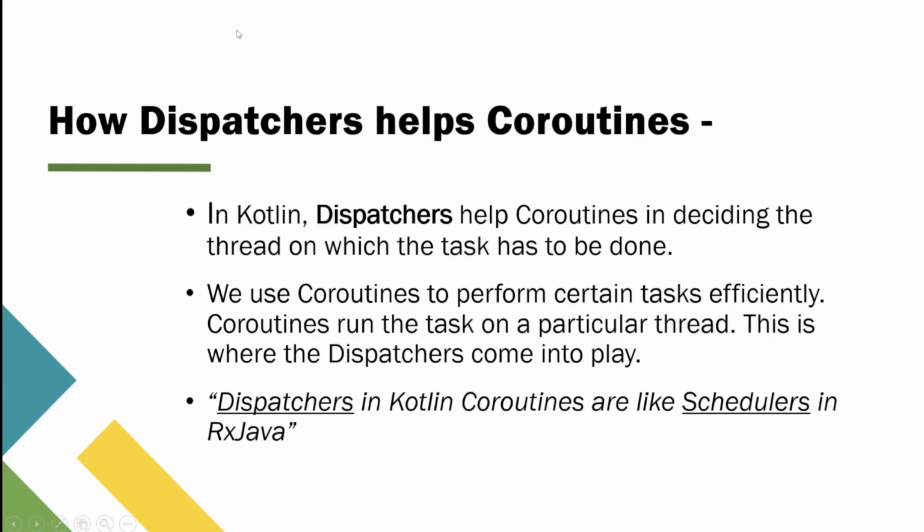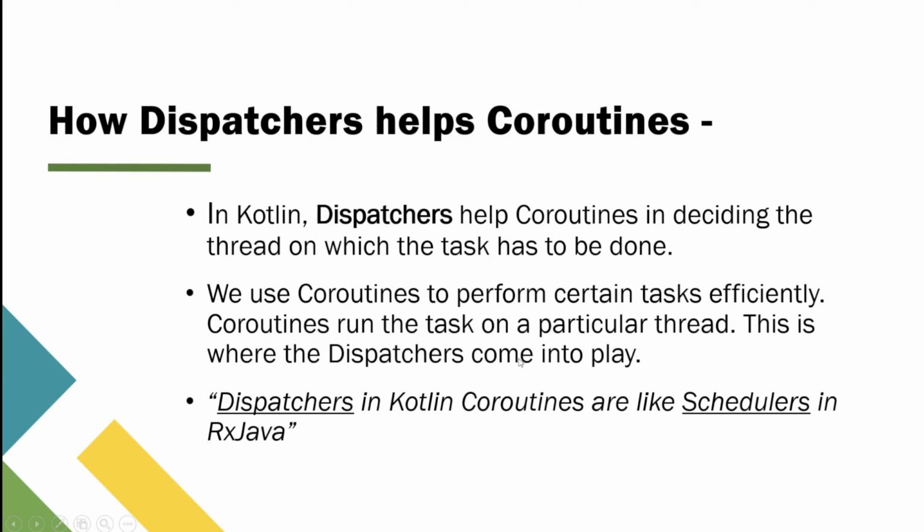So the first question that arises is how dispatchers help coroutines. In Kotlin, dispatchers help coroutines in deciding the thread on which the task has to be done. We use coroutines to perform certain tasks efficiently. Coroutines run the task on a particular thread. This is where the dispatchers come into play.